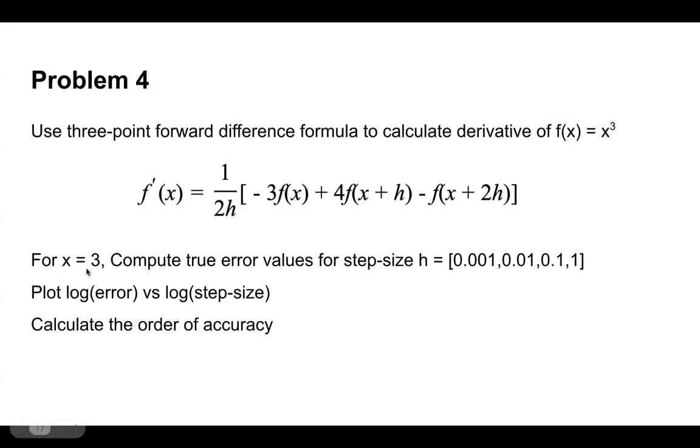What I have to do is, for x equal to 3, compute the error values for different step sizes, that is h equal to 0.001, 0.01, 0.1 and 1. For 4 different values of h, I have to compute the expression and calculate the error value. I have to plot log of error versus log of step size, and find the order of accuracy.